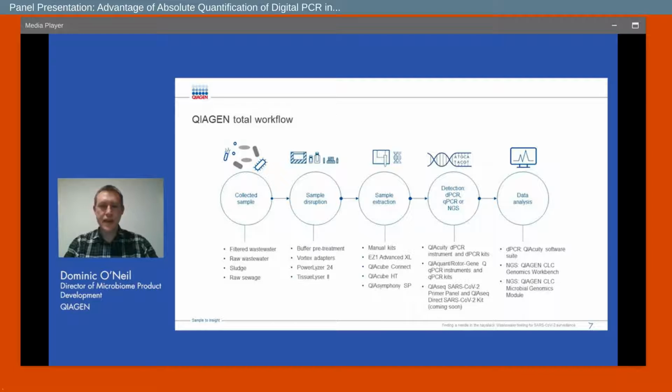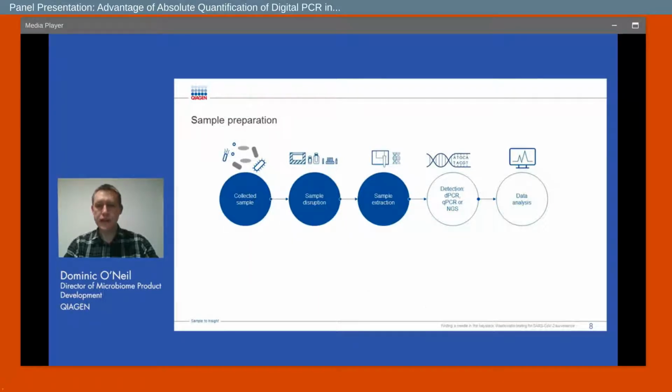So for each step along the workflow for SARS-CoV-2 wastewater-based epidemiology, QIAGEN has solutions for dealing with collected samples, for disrupting the samples, for extracting the samples, for doing detection, and for doing data analysis. For example, using any of our manual kits or the automation options here for doing the primary sample extraction, followed by the Kai Acuity digital PCR instrument, and the Kai Acuity software suite for doing the data analysis provides a complete workflow.